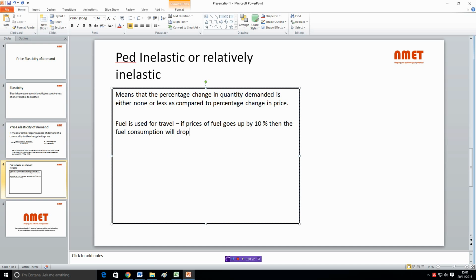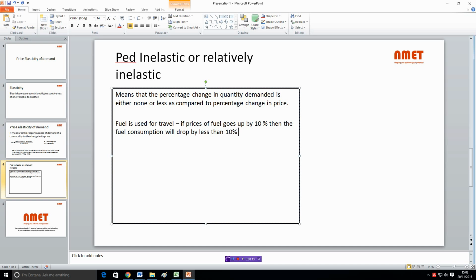But do you think it's going to drop more than 10% or less than 10%? I think it will drop by less than 10%. And why would that be? Because some people need fuel because they depend on it to go to work.